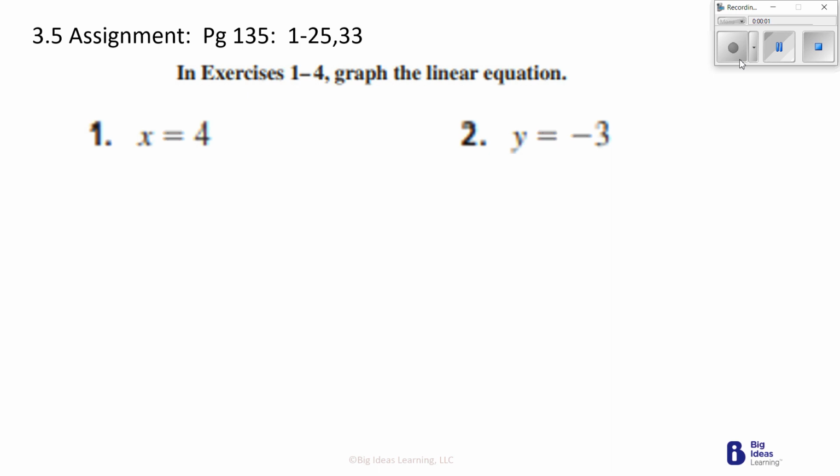To the class, let's go ahead and knock out this homework. I got 3.5. Assignments will be 1 through 25 and then 33. So I got all the odd ones, you got all the even ones. Let's begin. Exercise 1 through 4 says, graph a linear equation.